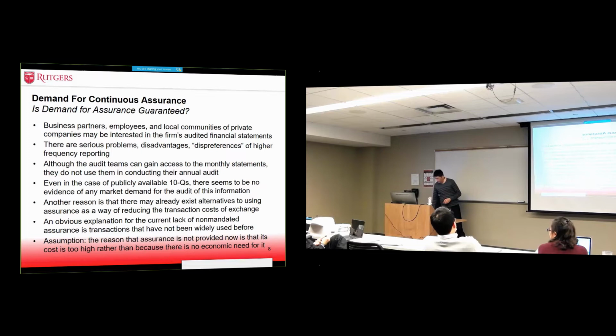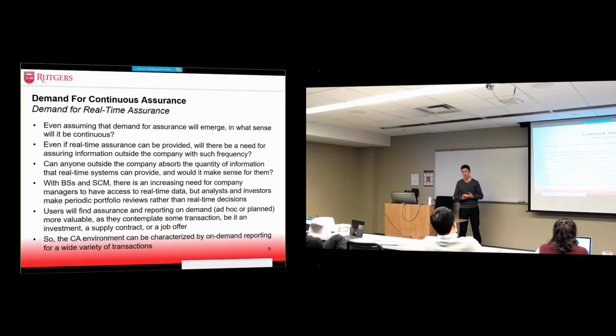Next point it switched to is about demand for real-time assurance. It puts several questions about demand for continuous assurance. The first question is that even assuming demand for assurance will emerge, in what sense will it be continuous? And the second is that even if real-time assurance can be provided, will there be a need for sharing information outside the company with such frequency?